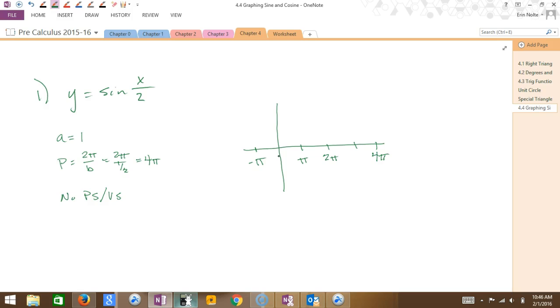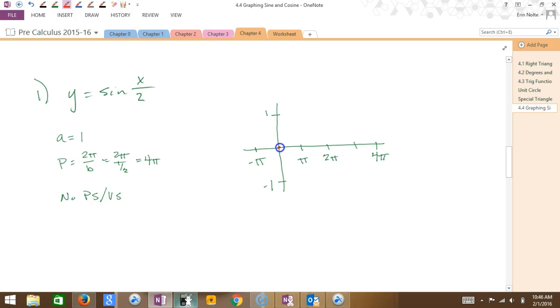The next thing I'm going to do is label my y-axis. How high and how low do I need to go in order to draw this? To 1 to negative 1. Good. 1 to negative 1. So now I'm going to start drawing. I'm drawing which function? The sine. So where does the sine start? 0, 0.